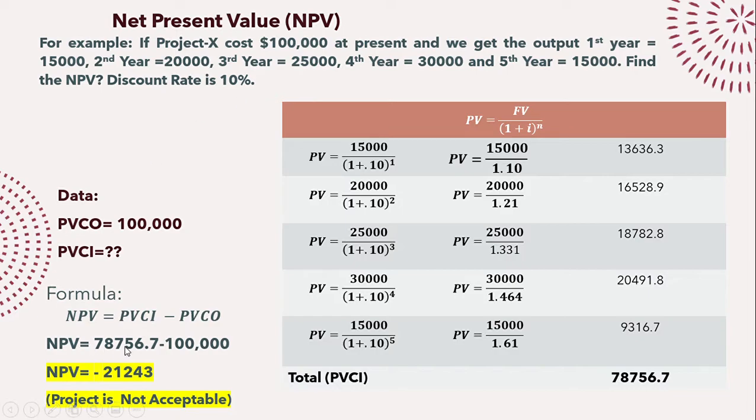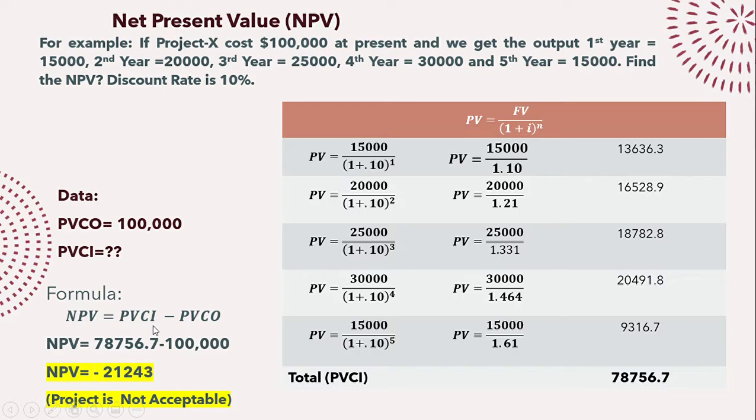Net present value has a simple formula: NPV, net present value, is equal to present value of cash inflow minus present value of cash outflow. First we need to understand this formula. Present value cash outflow means whatever cost the project has that you are going to invest right now. And present value cash inflow is what we are supposed to determine.